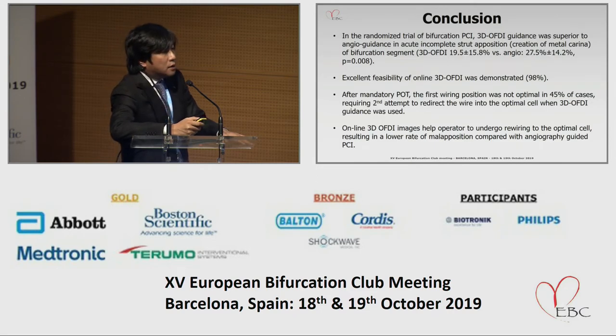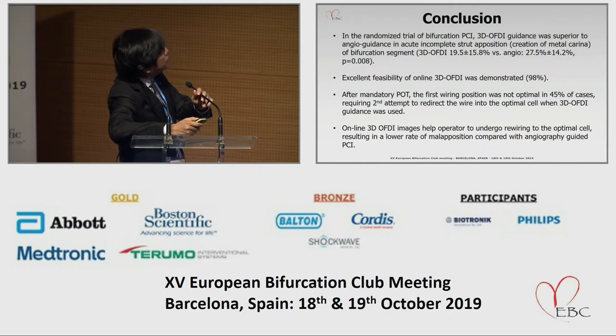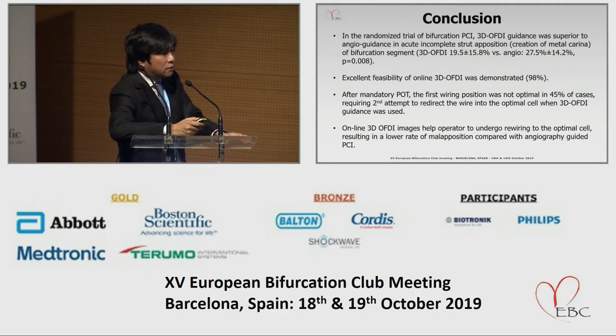So as a conclusion, in this randomized control trial, the 3D OFDI guidance was superior to the angio guidance in terms of acute stent malapposition in the bifurcation segment. And feasibility of the online 3D OFDI guidance was excellent, 98%. Even after mandatory POT, the first wiring position was not optimal in 45% of the cases, requiring the second attempt to redirect the wire into the optimal cell when 3D OFDI guidance was used. Online 3D OFDI images help the operator to undergo the rewiring to the optimal cells, resulting in a lower rate of malapposition compared with the angiography-guided PCI.